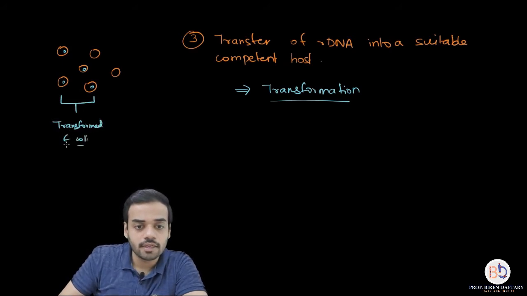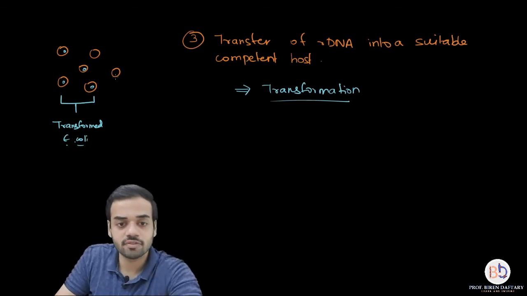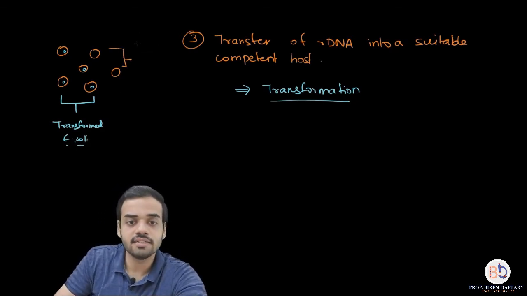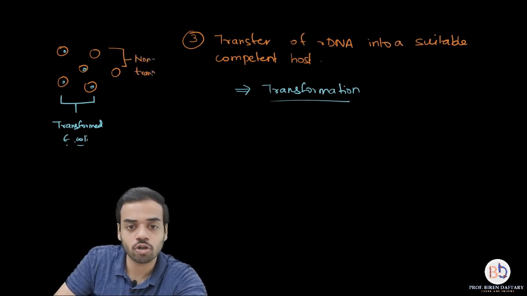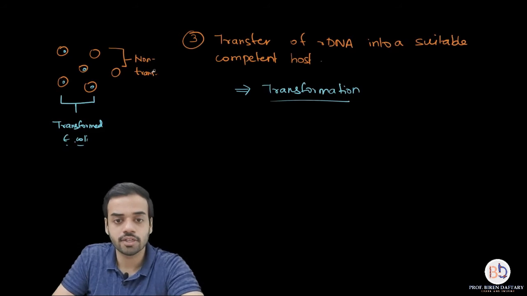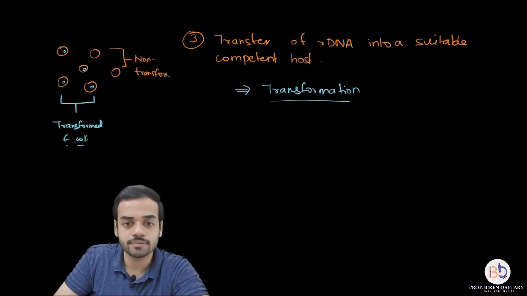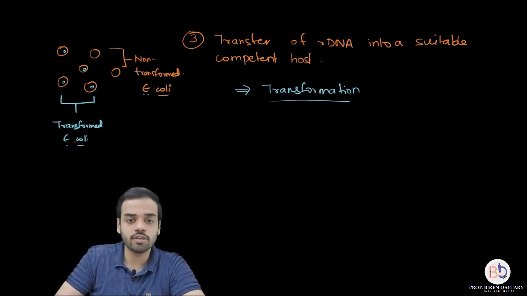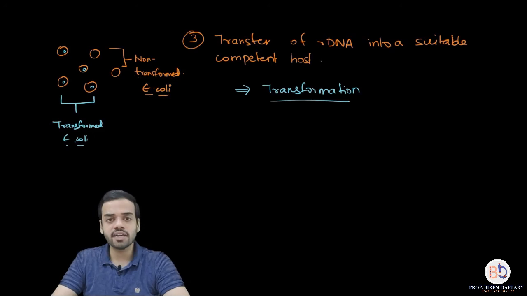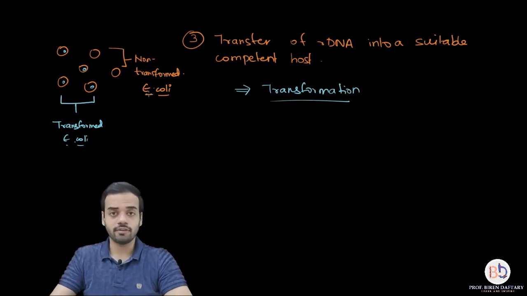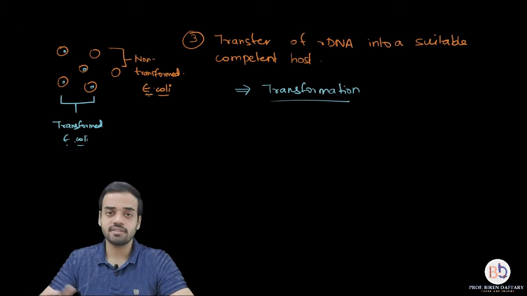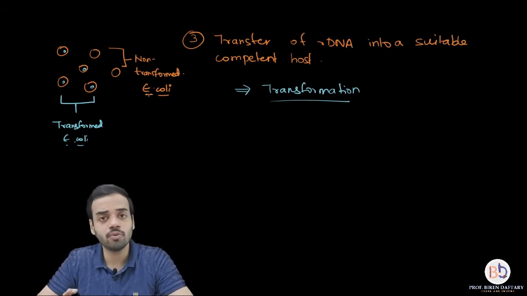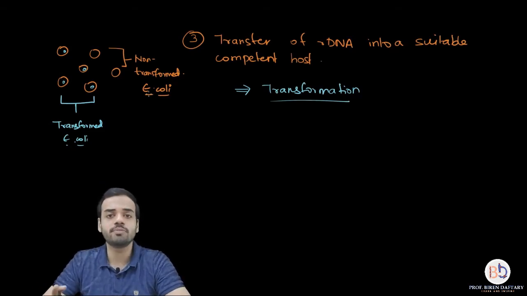Is this clear? Whereas these ones which are there, these are non-transformed, so they have not absorbed the recombinant DNA from outside. Okay, so it is not a rule that all the E. coli will absorb. Suppose there are 100 E. coli, it will happen that only 40 have absorbed the recombinant DNA, 60 have not. So there will be only 40 transformed bacteria, 60 will not be transformed. Is this clear? I hope this part is clear.